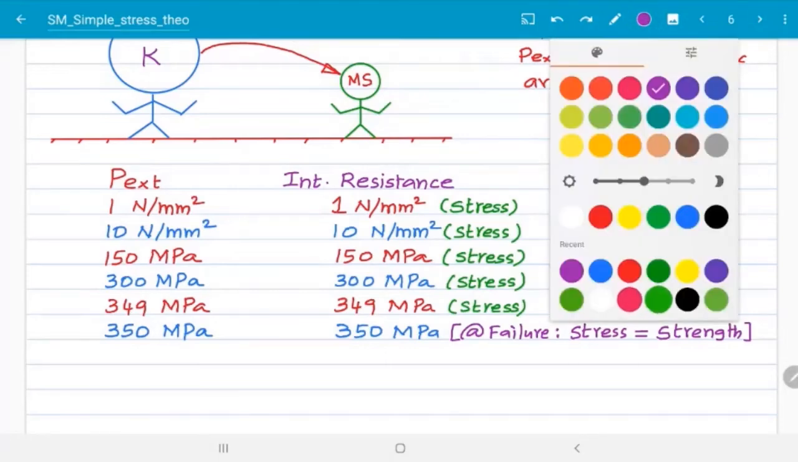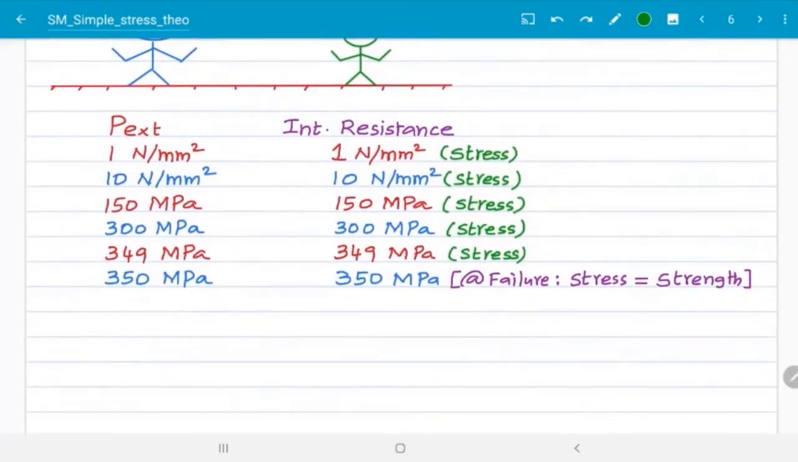That will highlight. Failure occurs when the stress is equal to strength.